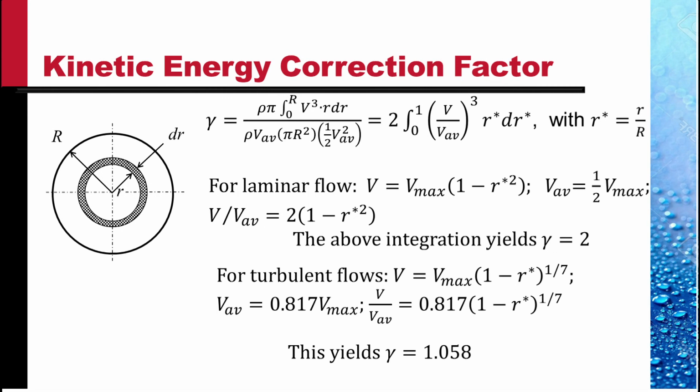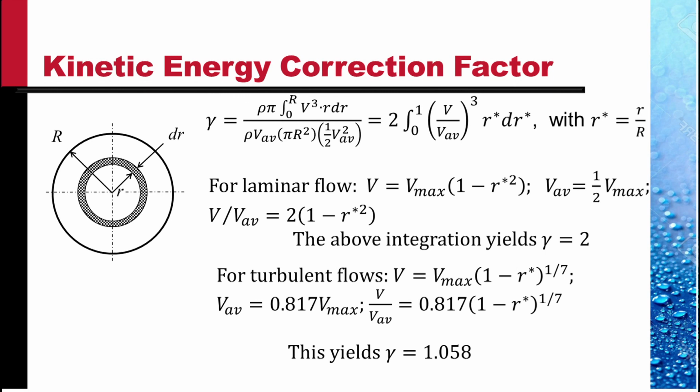We could use turbulent flow also, and in turbulent flow, the most commonly used velocity profile is the 1/7 power law profile. V is equal to V max into 1 minus R star raised to power 1/7. V average turns out to be 0.817 V max, and V divided by V average is given by 0.817 into 1 minus R star raised to power 1/7. This yields gamma equal to 1.058.